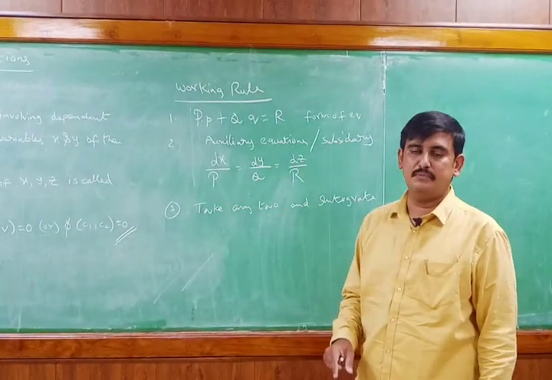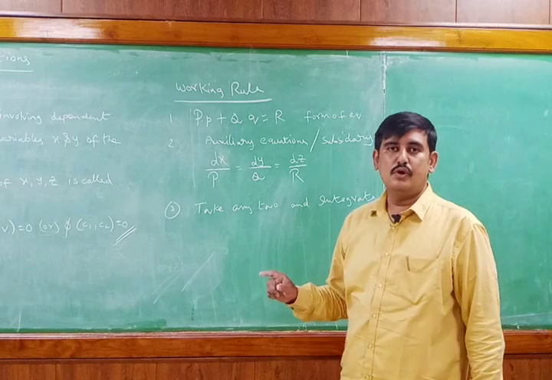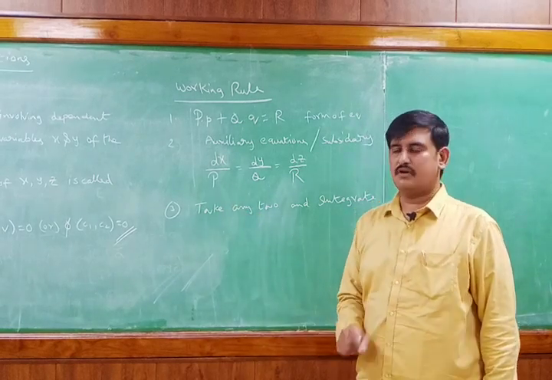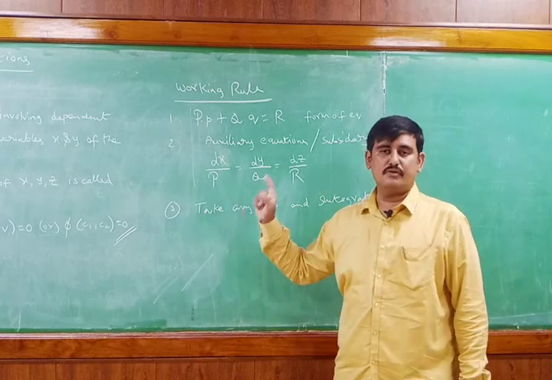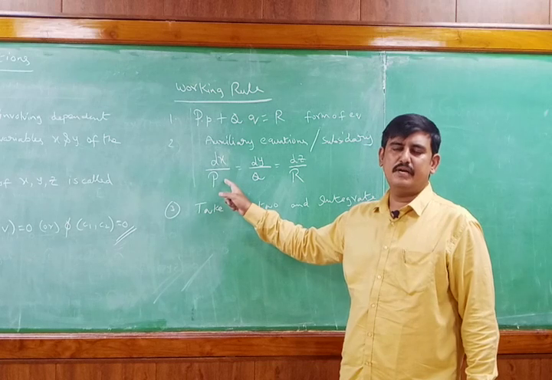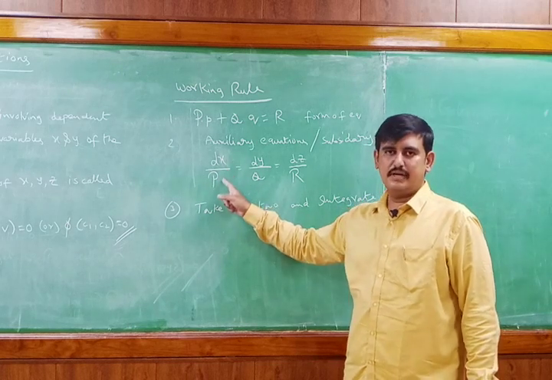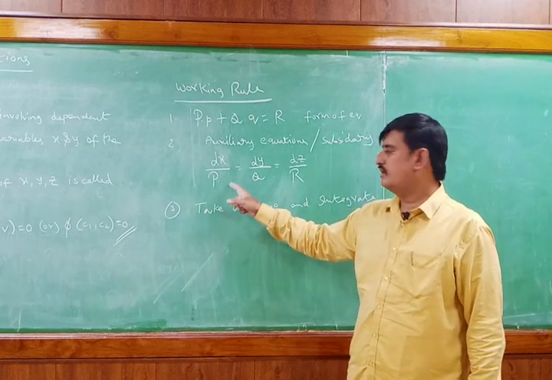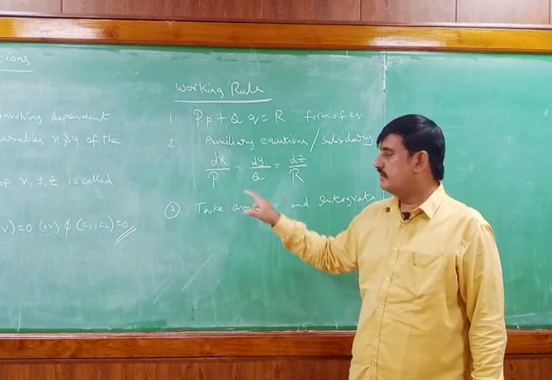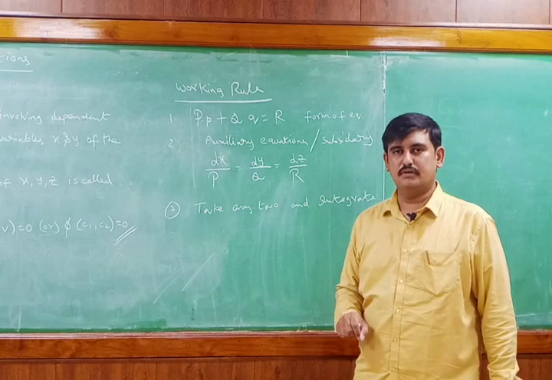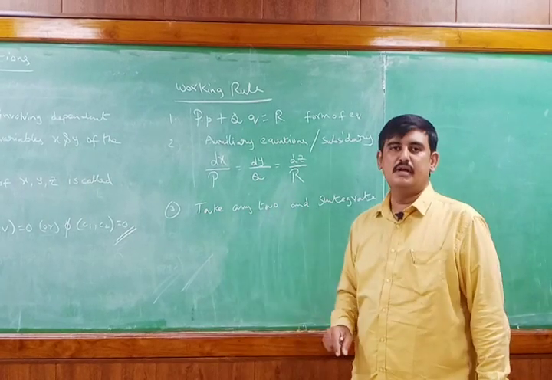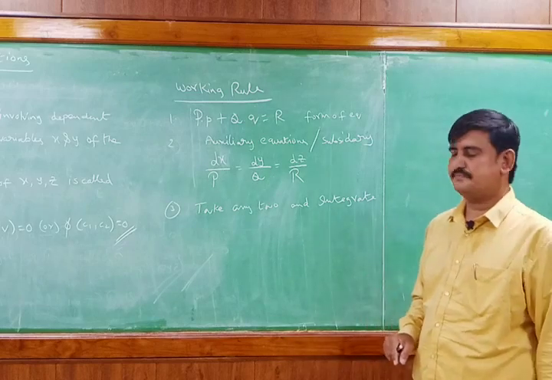Then the method of multipliers: when the method of grouping is not possible, what do we have to do? We need to multiply and divide, multiplying numerator and denominator with the same variable. For each ratio we have to add or subtract so that our denominator becomes 0. I will tell you how to solve it. Let us start with the method of grouping problems.